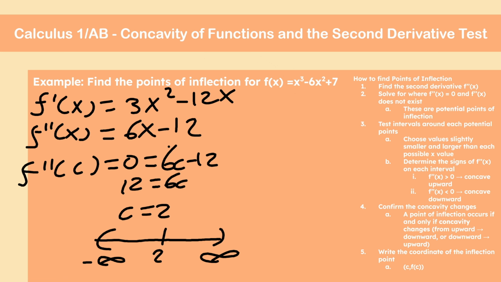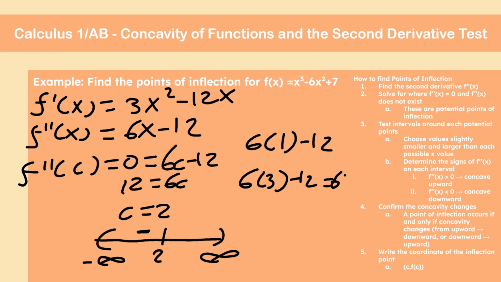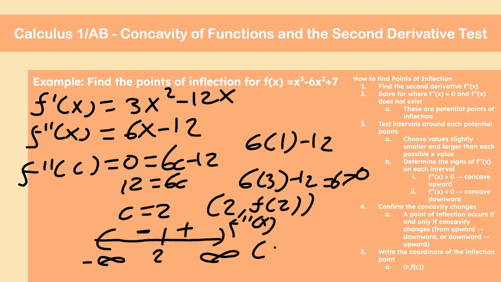So from the left, for the second derivative, let's plug in 1: 6 times 1 minus 12, and that would be negative. So over here it is going to be negative. And let's plug in 3 for x, so 6 times 3 minus 12 will be equal to 6, which is greater than 0, so this is positive. And since the concavity changes at 2, that means that the point 2, f of 2, is the point of inflection. So let's solve for what f of 2 is.